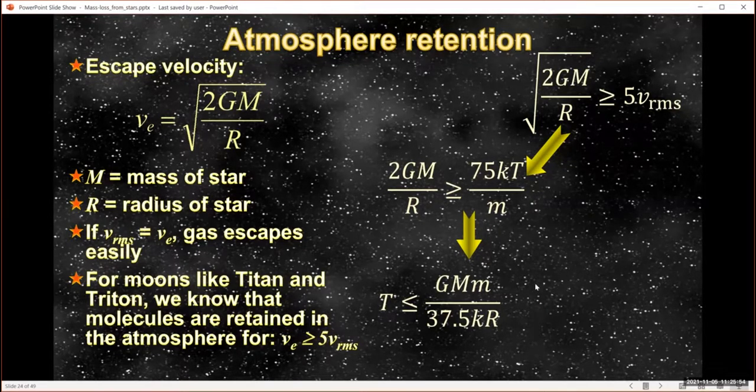Now, one other way of thinking about this is, at a given temperature, what is the size of the atoms it can hold on to? So I've just rearranged this equation. So now we have it so that for a star of mass M, radius r, and temperature T, this equation tells us what the size of the atoms are that it can hold on to.